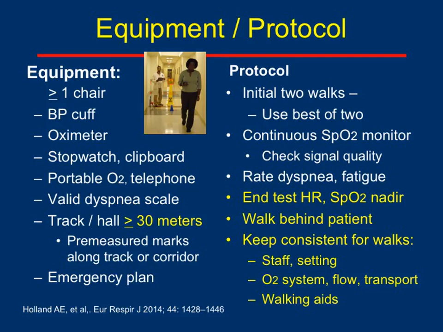If the patient has subsequent walks in pulmonary rehab, you don't need to do 2 walks unless it's been several months. They don't give a time frame, but you would consider learning effect as the important determinator. So you're going to be measuring their O2 sat continuously. You want accurate signal quality from the oximeter. You're going to rate their dyspnea with a validated tool and their fatigue. And then at the end of the test, you're going to report their oxygen saturation nadir.